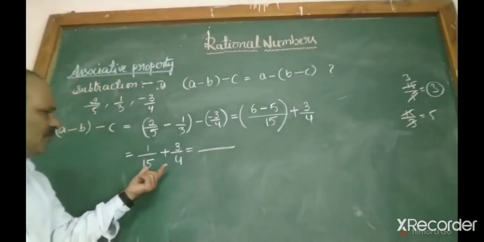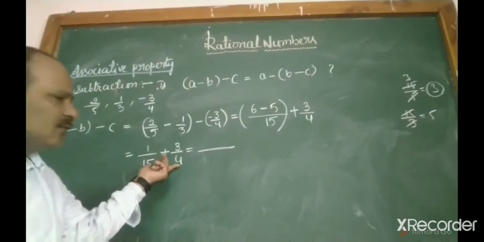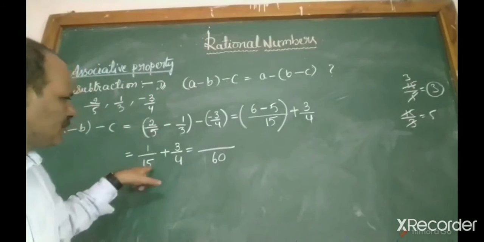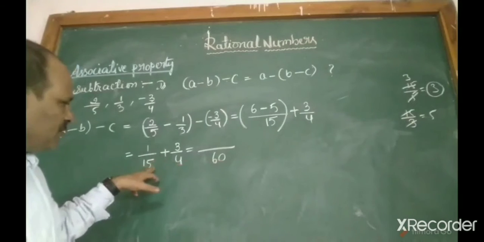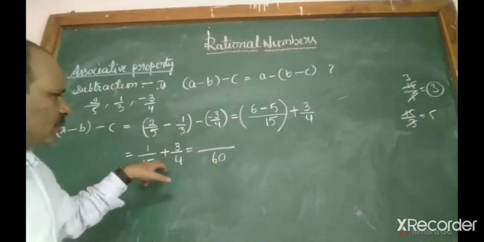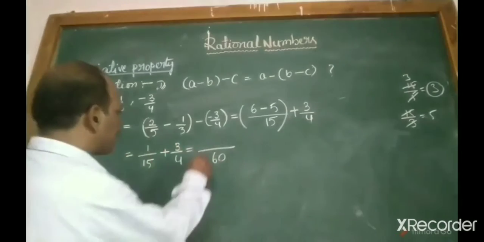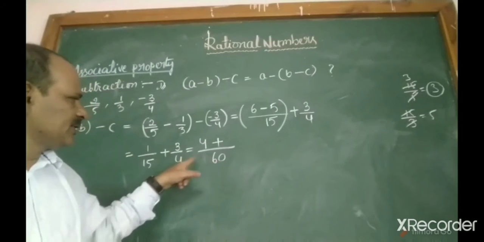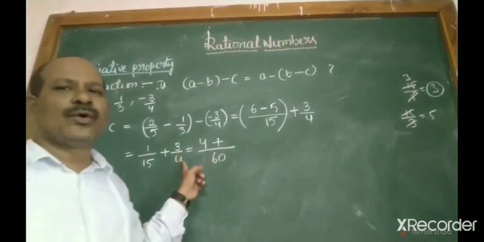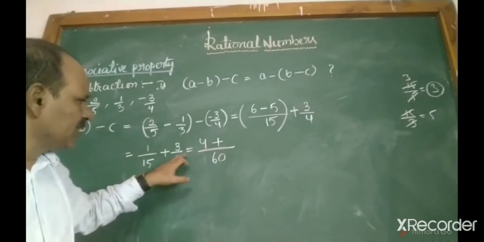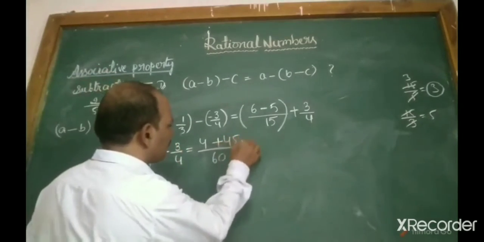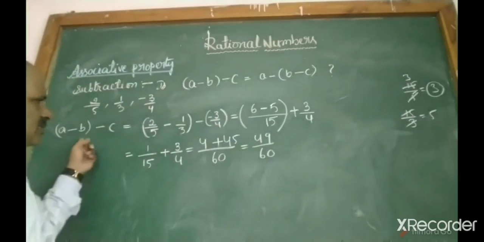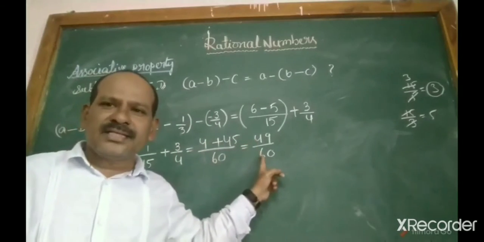Again, further simplification. 15 and 4 LCM is 60. Now this 15 goes in 60 4 times. 15 4 is 60. That 4 into numerator 1, 4. 4 into 15, 60. So 15 into 3, 45. 4 plus 45, so final answer is 49 by 60. LHS, we are getting the answer 49 by 60.